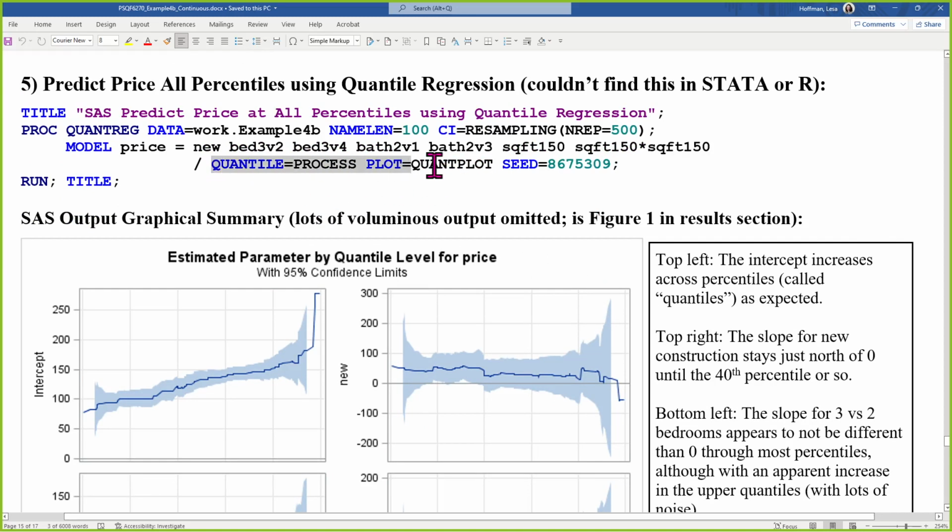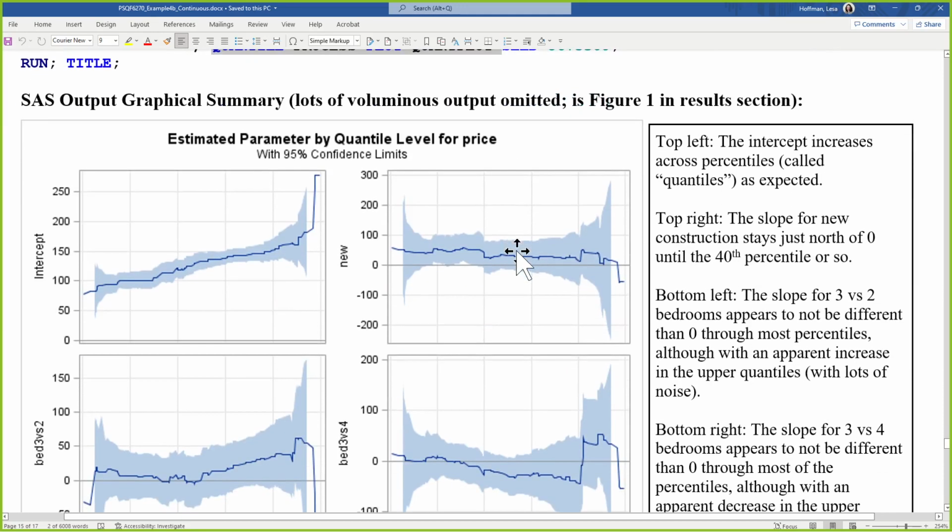So I switched out these two options here: quantile equals process, which means all of them, and plot equals quantplot, meaning, can I have some pictures? What is not included in this handout is the 87,000 pages of output that this generated, because it gives you a solution for every single possible quantile. But it summarizes how the slopes change across quantiles in these handy-dandy pictures.